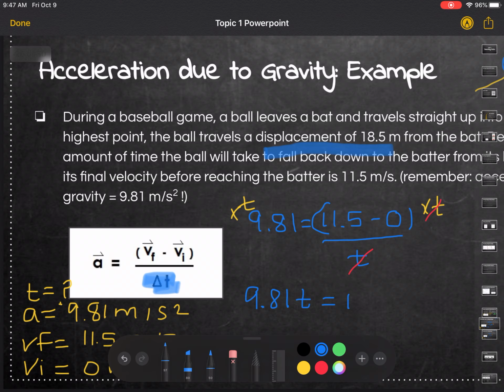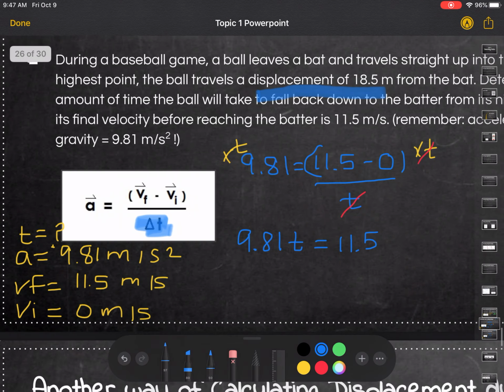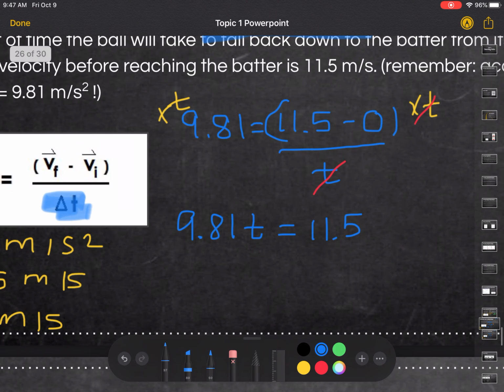I'm just going to write 11.5. All right. So now we're left with this. Now we want to get rid of this t. We don't want to get rid of the t. We want the t by itself, and we want all the numbers to be on this side, okay?